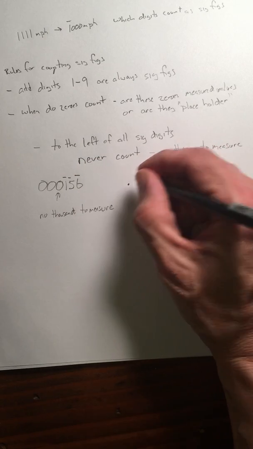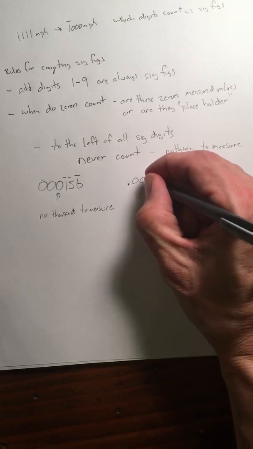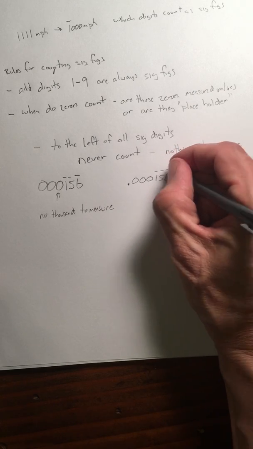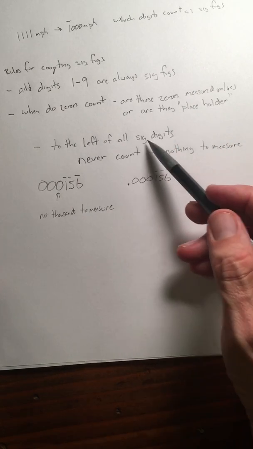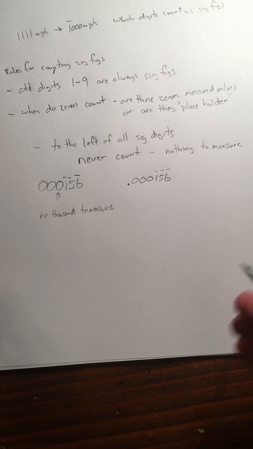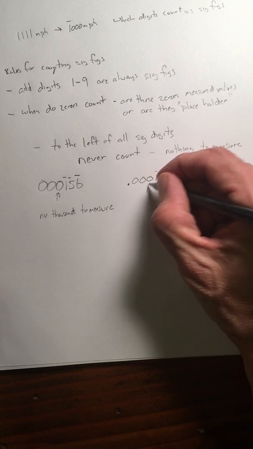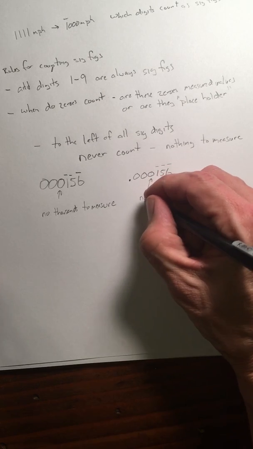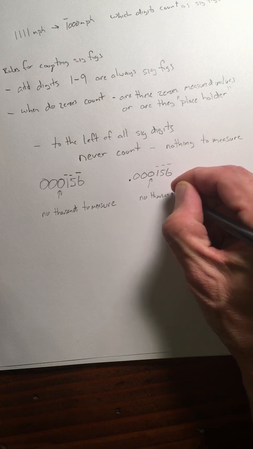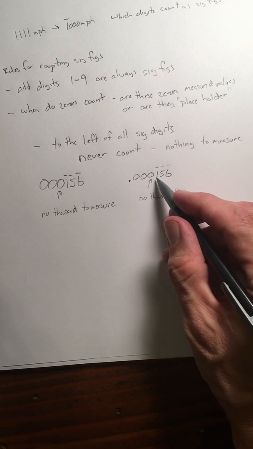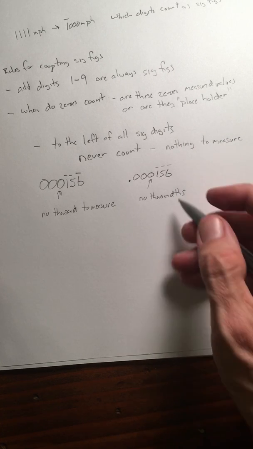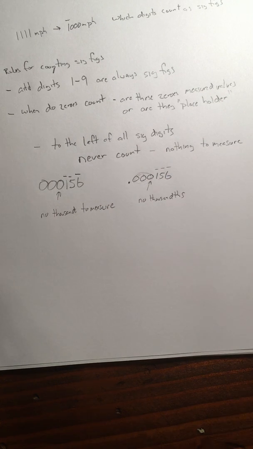Now let's imagine that we instead say the number 0.000156. Well, again, this only has 3 sig figs. If you look at our rule, these zeros are to the left of all your digits, so they're not going to count. The reason is, this would be the tenths place, the hundredths place, the thousandths place. There are no thousandths to measure there. This number is smaller than that. The largest thing you have is the 1 in the 10,000ths place. There is nothing to be measured at that point. So those zeros don't count either.